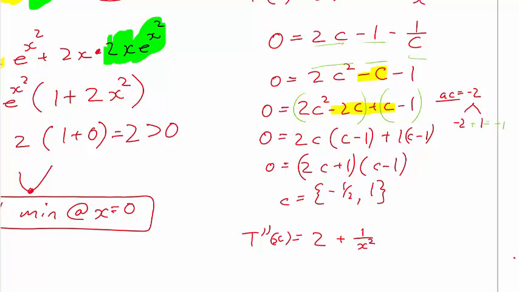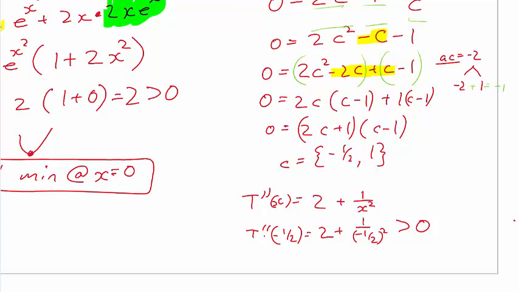Okay, so now let's go ahead and plug in our different values for c and see if we get a positive or a negative number. So t double prime of negative 1/2, that gets us 2 plus 1 over negative 1/2 quantity squared. So it's going to be the sum of two positive numbers. That's greater than 0. So negative 1/2 is going to be at a point where we're concave up, meaning we're going to have a local min.